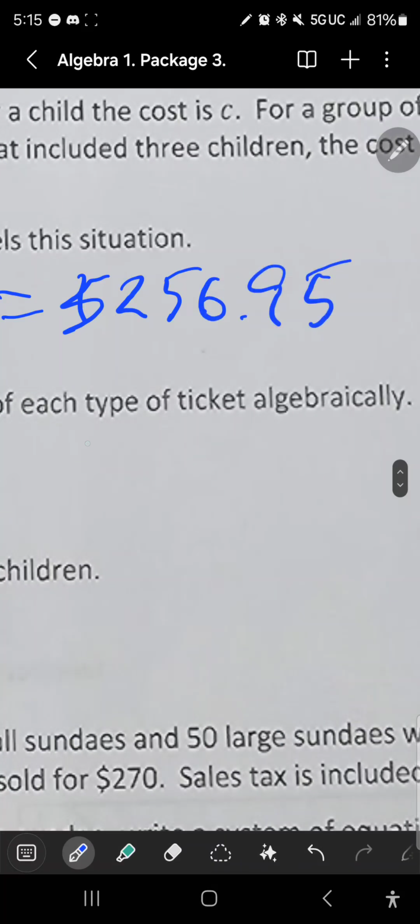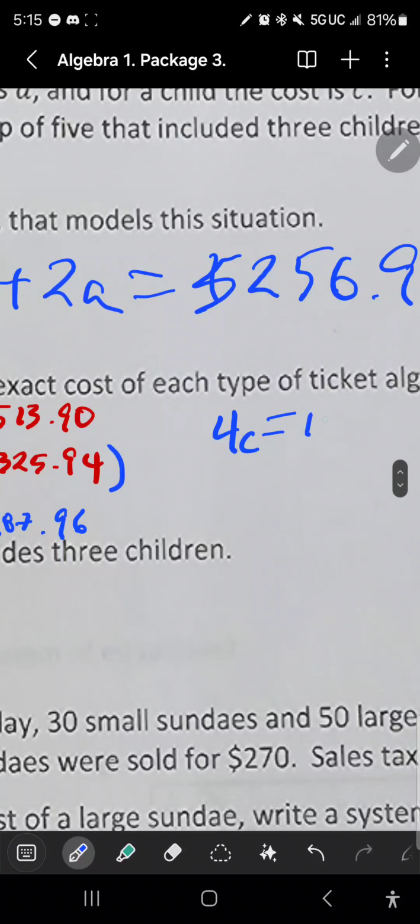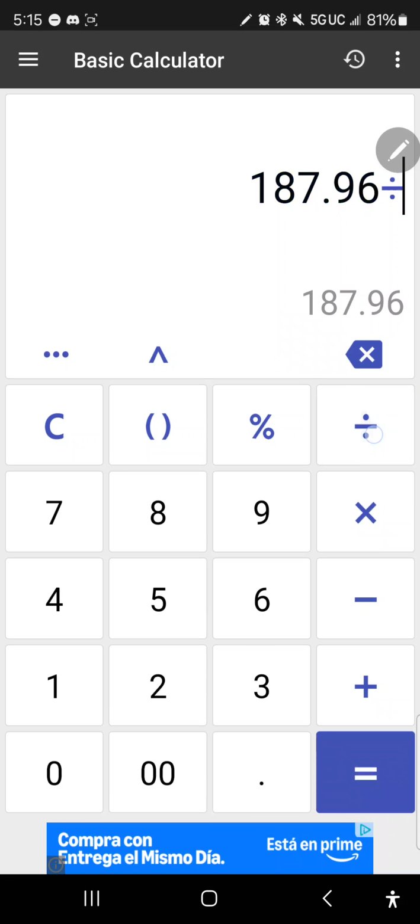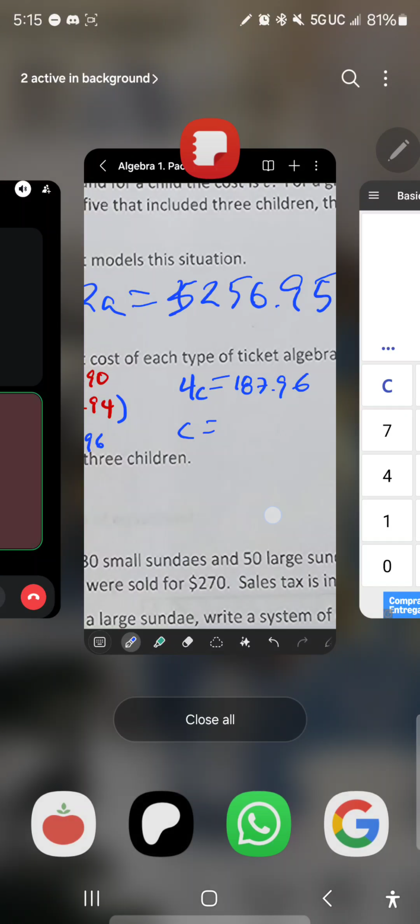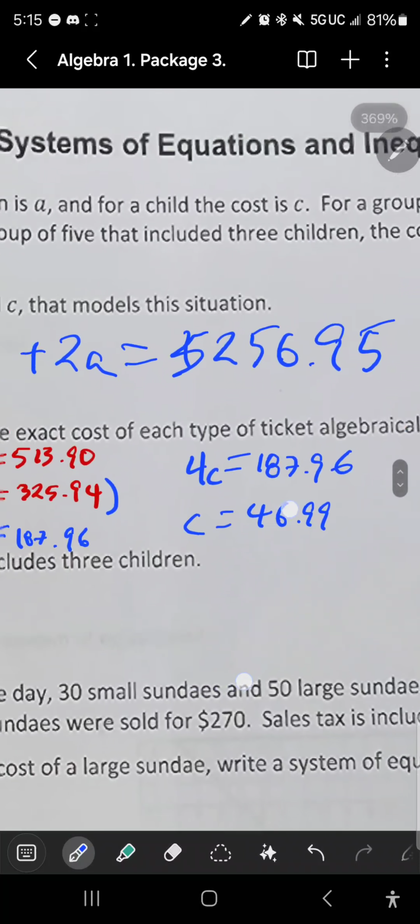And I get that 4C is equal to 187.96. So if I divide both sides by 4, I will say that C is equal to 187.96 divided by 4, which is 46.99. Now I have the value for C.